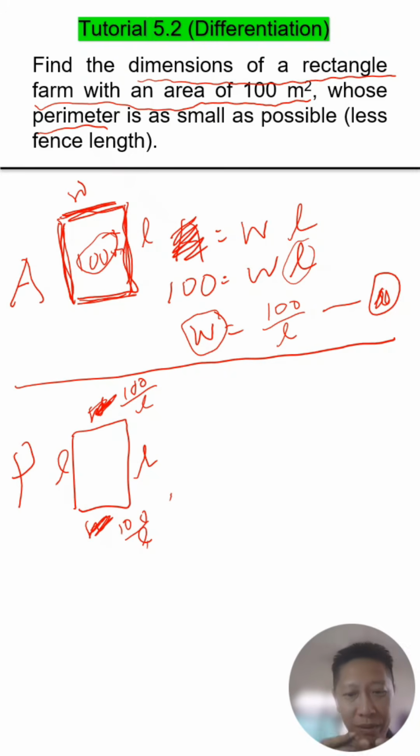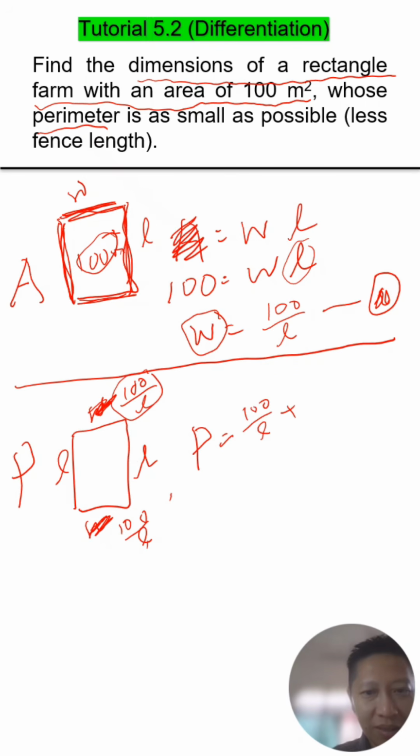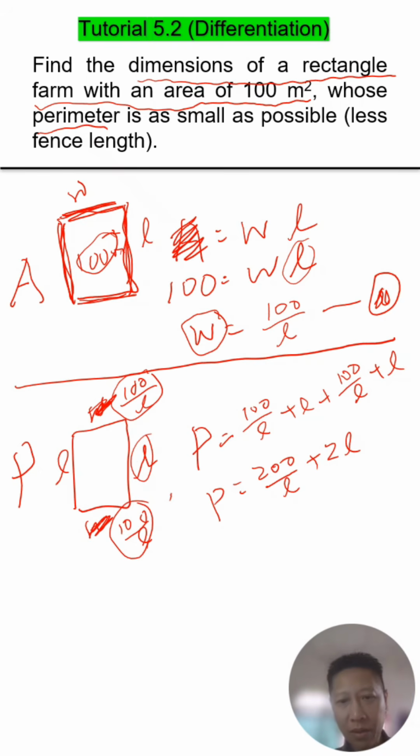I want to build the fence, the perimeter for this farm, and it is made out of 4 sides. The first side is 100 divided by the length, plus the length, plus 100 divided by the length, plus the length. After we simplify it, we have 200 divided by length plus 2 length as the perimeter.